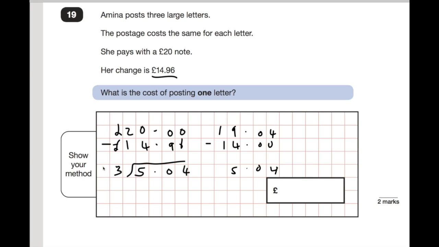Okay, using the written method, we'd say how many 3s go into 5? The answer is 1, remainder 2. How many 3s go into 20? The answer is 6, remainder 2. And how many 3s go into 24? The answer is 8. So the cost of posting 1 letter is £1.68.